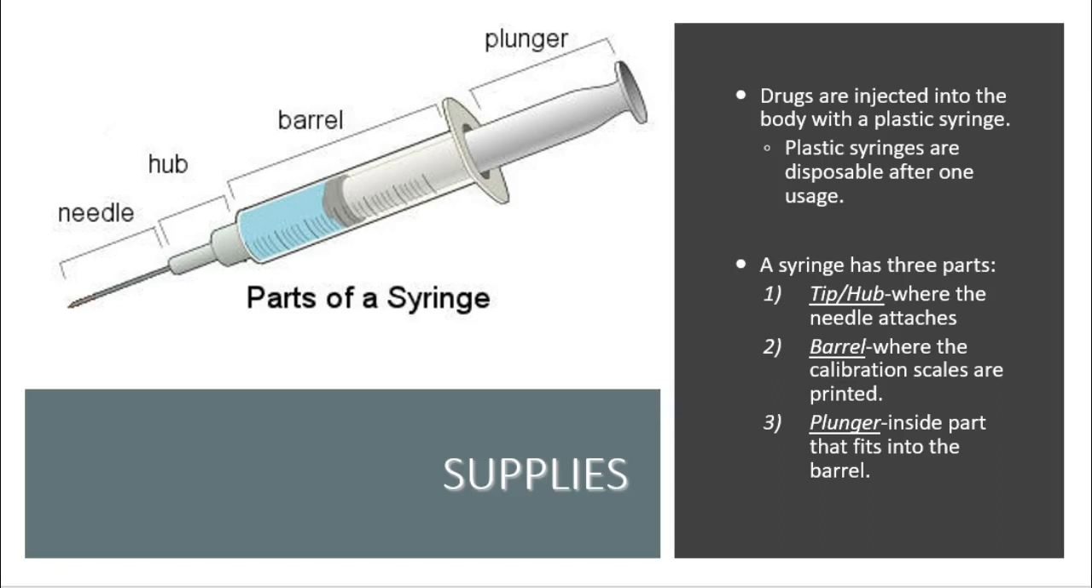All right. So looking here, supplies. What supplies are you going to need? So drugs are injected into the body with a plastic syringe. Plastic syringes are disposable after one use, so we always use disposable syringes, and it has three parts. There's the tip or the hub where the needle attaches. So that's just where the needle slips on. It's either a slip tip or a threaded piece where you can twist the needle on. Then the barrel, where the calibration scales are printed, and a plunger, which is the inside part that fits into the barrel.